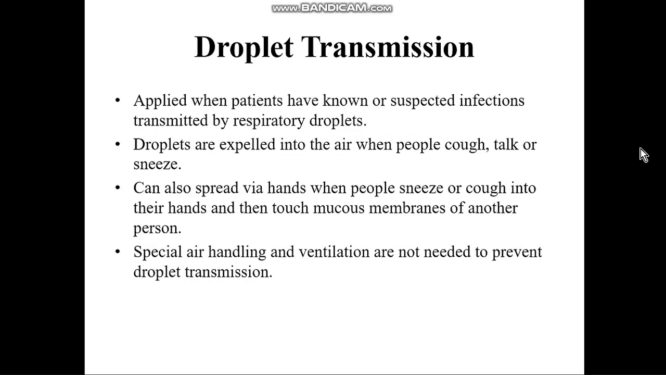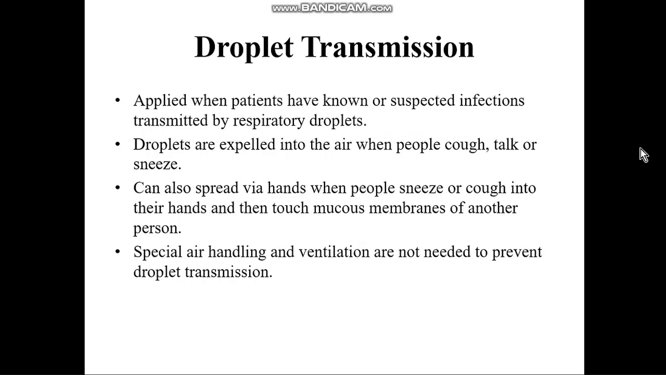Droplet transmission applies when patients have known or suspected infection transmitted by respiratory droplets. The respiratory droplets are of size greater than 5 micrometers, which makes them different from the respiratory droplet nuclei, which are lesser than 5 micrometers in diameter, and they transmit through airborne transmission. We'll discuss that later. Let's stick to droplet transmission now.